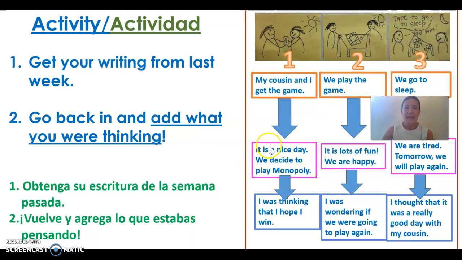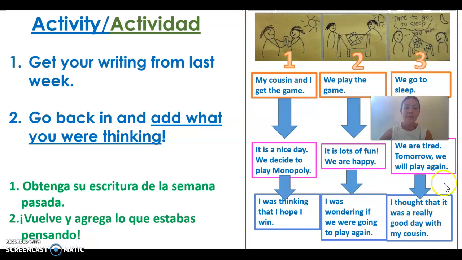When we decided to play Monopoly, I remembered I was thinking that I hoped I win. Every time I play a game, I'm going to try my best to win that game. So I wrote down that I was thinking that I hope I win. Then, when we were playing the game and we were having so much fun and we were so happy, I thought back to that moment. I remembered I was wondering if we were going to play Monopoly again. I wrote that down just so my reader would be able to know what my characters were thinking.